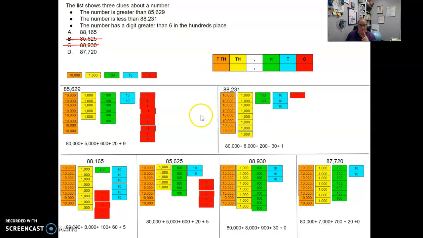That's good. Now the last clue is the number has a digit greater than 6 in the hundreds place. Well, if you've forgotten which one is the hundreds place, we have our place value chart right here. So we have to find one that has 6 or more of our green pieces that's left with these 2. So letter A has 100 and letter D has 700s. I have to have one that's greater than 6. So since it's greater than 6, that means I'm going to get rid of answer choice A because 1 is not greater than 6. And 7 is greater than 6. So we figured out what our mystery number is.